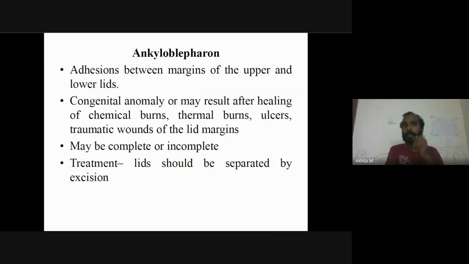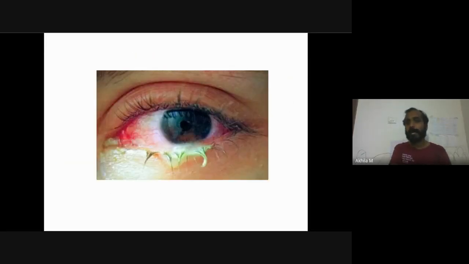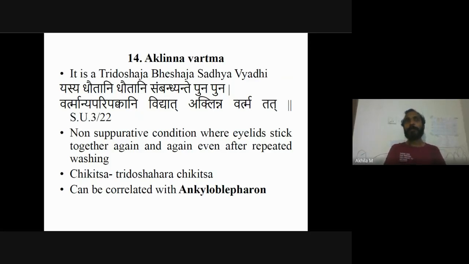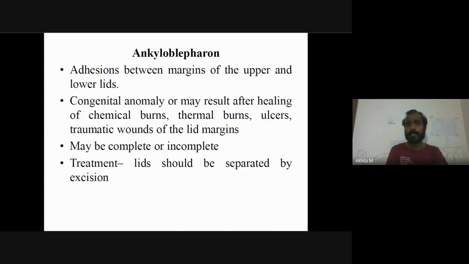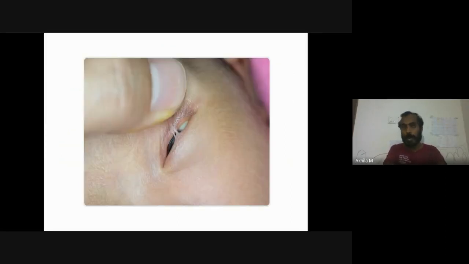So this joined condition, the adhesion between the lid margins of the upper and lower lid, can be correlated with aklinna varma. In aklinna varma there won't be any klinnatvam, there won't be any infective condition. So according to the condition, it can be correlated with ankyloblepharon, where the lid margins of the upper and lower lid are joined together. Sometimes it may be complete, sometimes incomplete, sometimes congenital, sometimes because of injuries, trauma, chemicals or thermal burns. The treatment is that we have to excise and remove the joint. From this picture we can get an idea about ankyloblepharon.